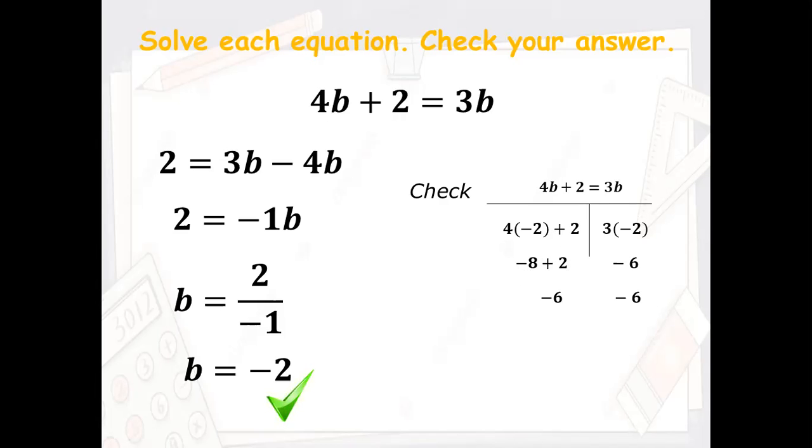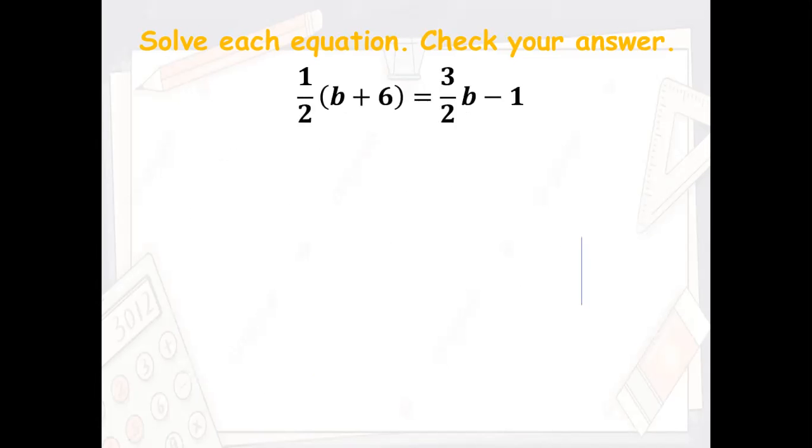Okay, let's move to a bit harder one, not hard I could say, but one which has more steps. As you can see now, here we have half b plus 6 in parentheses. So whenever you see parentheses, you know what to do. You need to multiply each term with what's inside the parentheses.